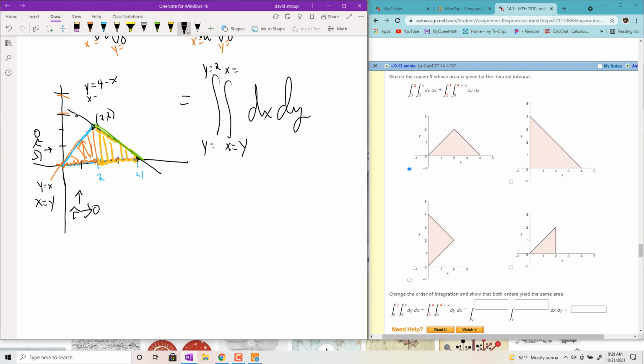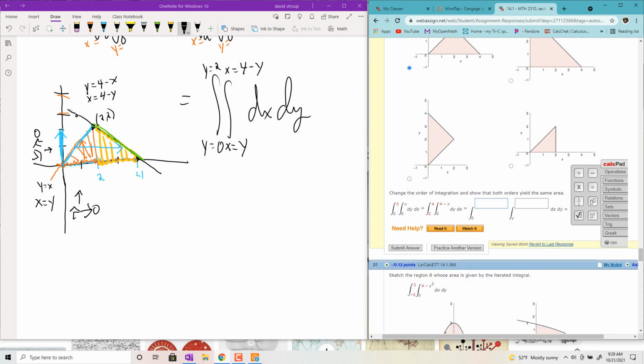Add the x to the other side, subtract the y to the other side, so you get 4 minus y. So x equals y to x equals 4 minus y. And in this orientation, much simpler: curve the curve, and then point to point. It looks like we're just going from 0 to 2. And we just have one integral to deal with, so life is much easier.